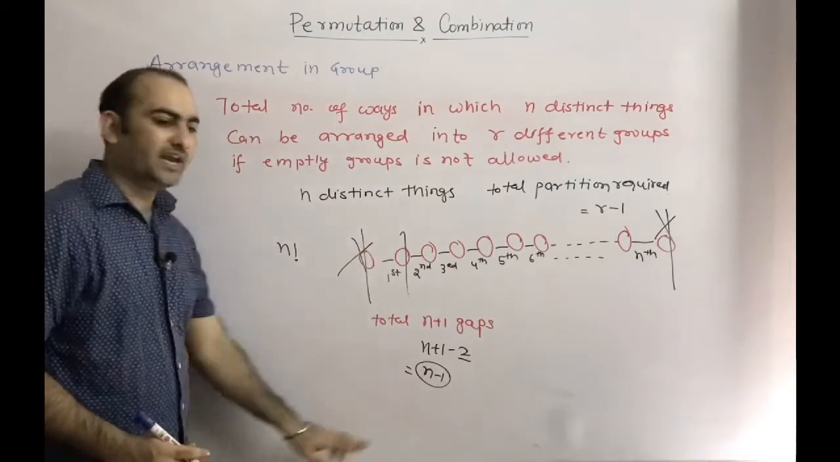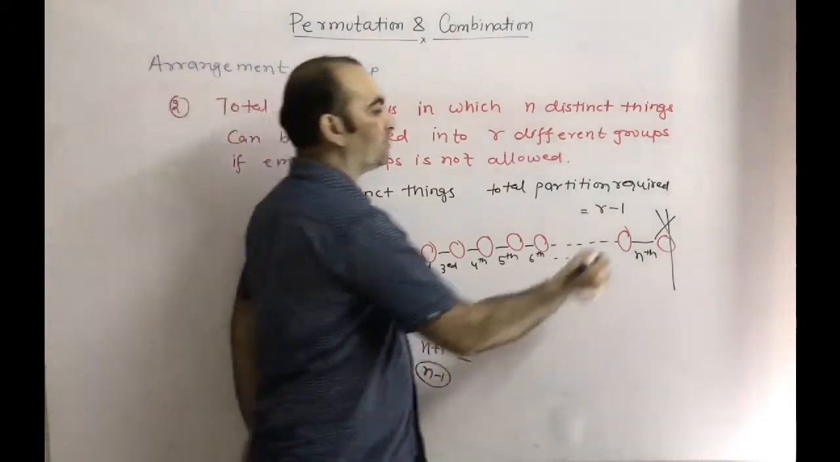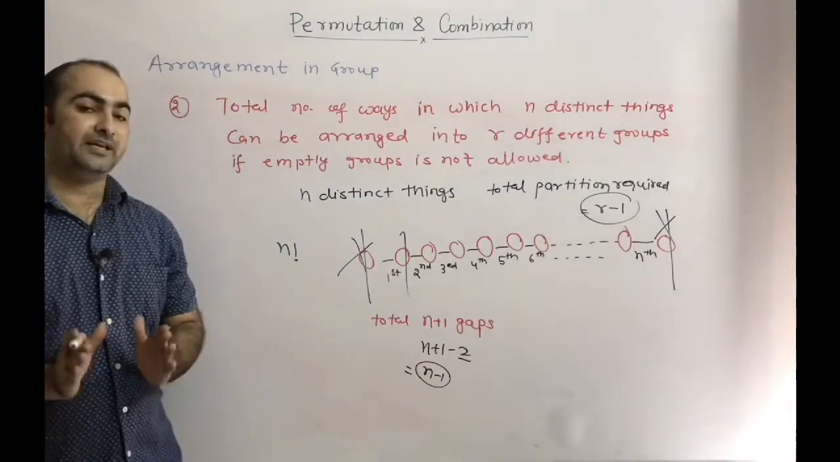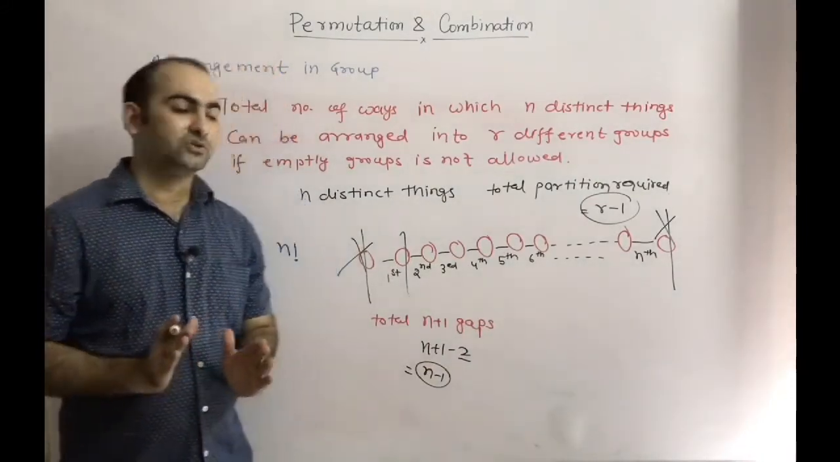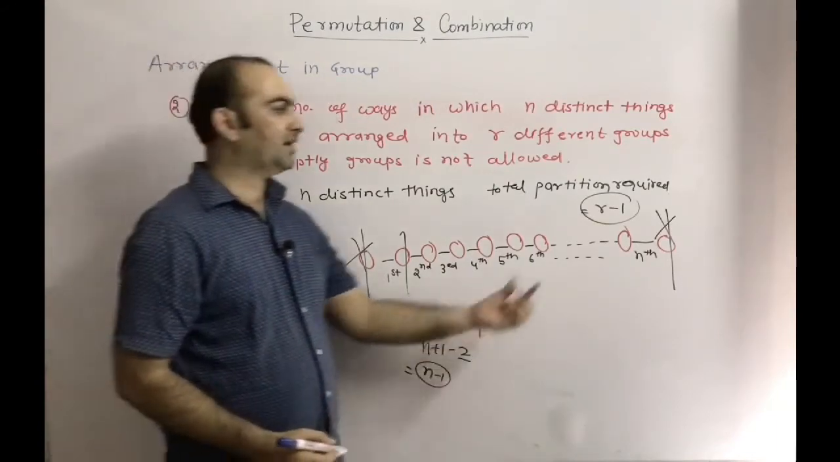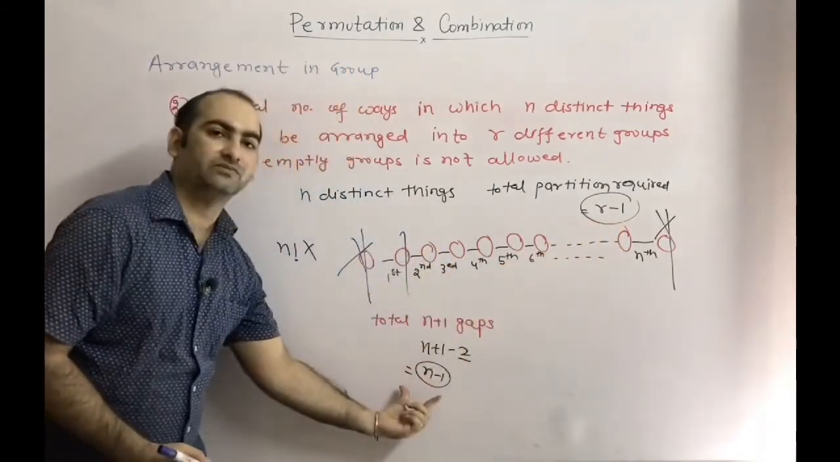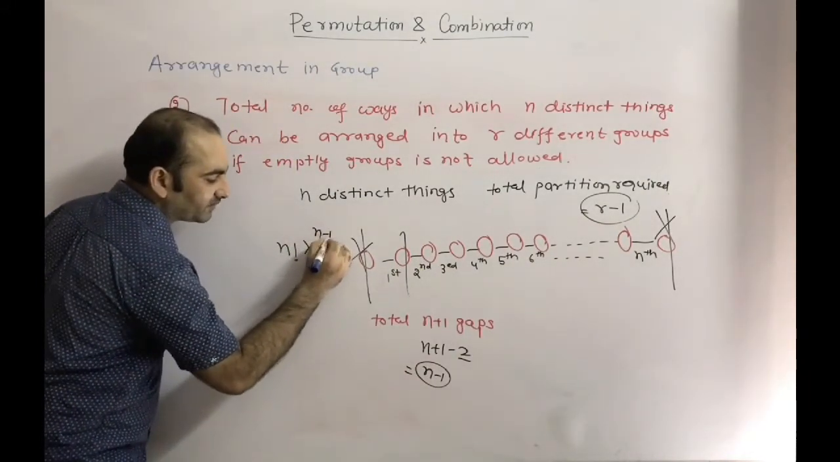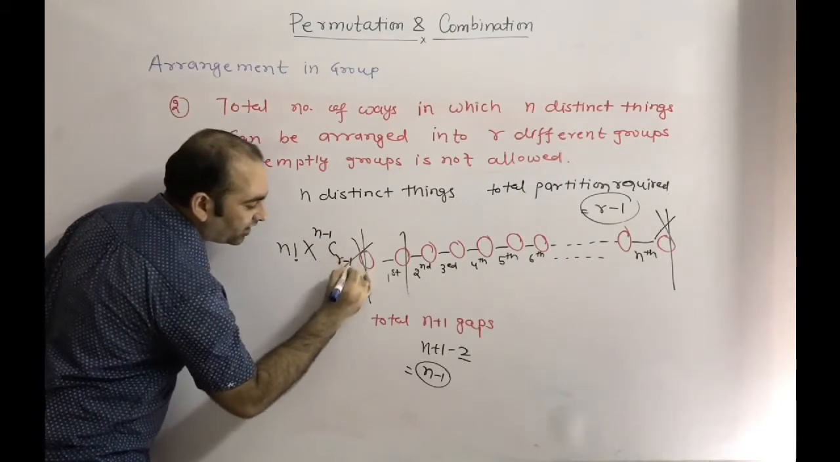Now in these n minus 1 gaps, if you put these r minus 1 partitions, that will divide them into r different groups, and in each group at least one thing will be there. So we have to multiply with the selection of r minus 1 gaps out of n minus 1 gaps. The selection of r minus 1 gaps out of n minus 1 gaps is n minus 1 C r minus 1.